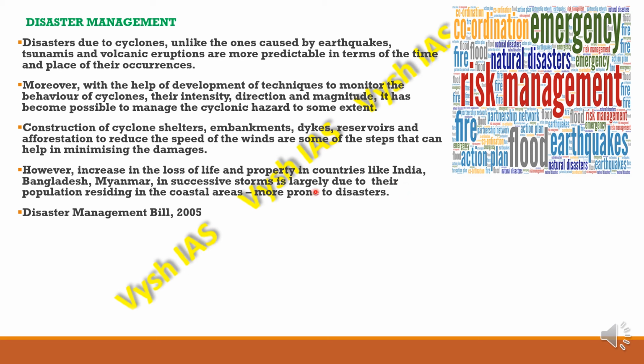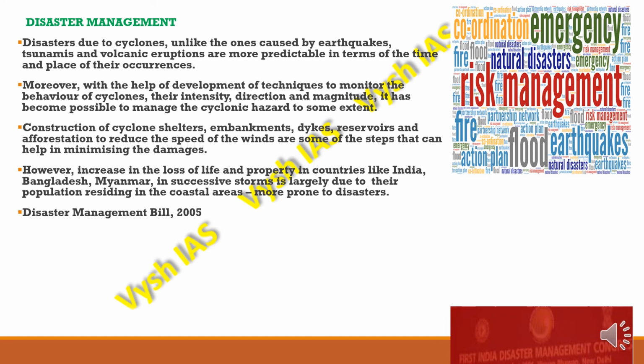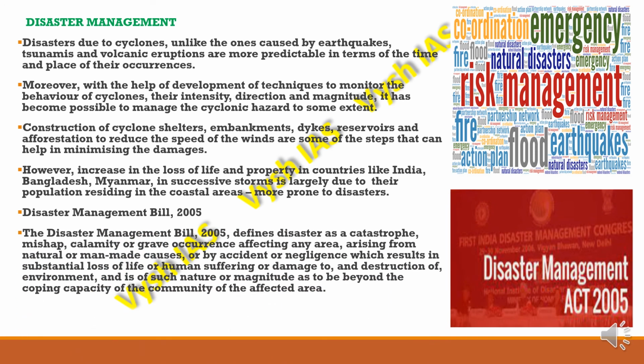These coastal areas are more prone to storm surges, as we read earlier. And the Disaster Management Bill of 2005 defines disaster as a catastrophe, mishap, calamity or a grave occurrence affecting any area, arising from natural or man-made causes, or by accident or negligence, which results in substantial loss of life or human suffering or damage to and destruction of environment, and is of such nature or magnitude as to be beyond the coping capacity of the community of the affected area.